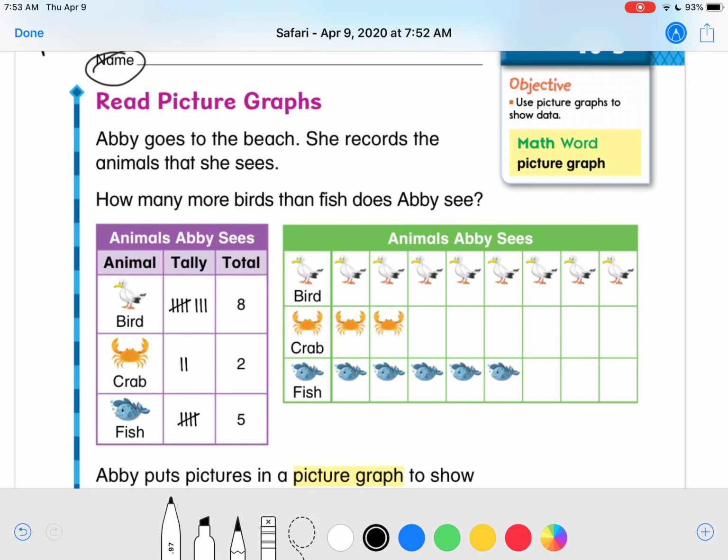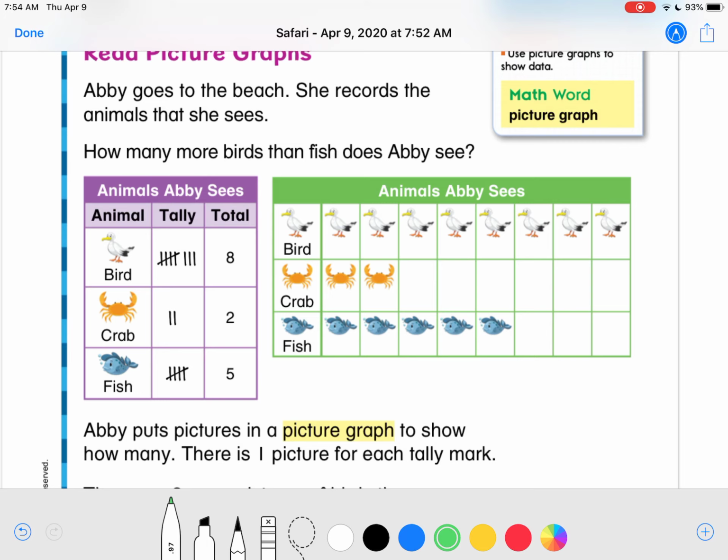Today we're going to read picture graphs. So before we had things that we were counting separately. Now we are going to have the picture graph, and the picture graph is going to show exactly how much of something there is. So our first question says, Abby goes to the beach. She records the animals that she sees. How many more birds than fish does Abby see? So, how many more is actually what we're going to be looking for to do the rest of the math with it later. So that's important. You can circle that on your page.